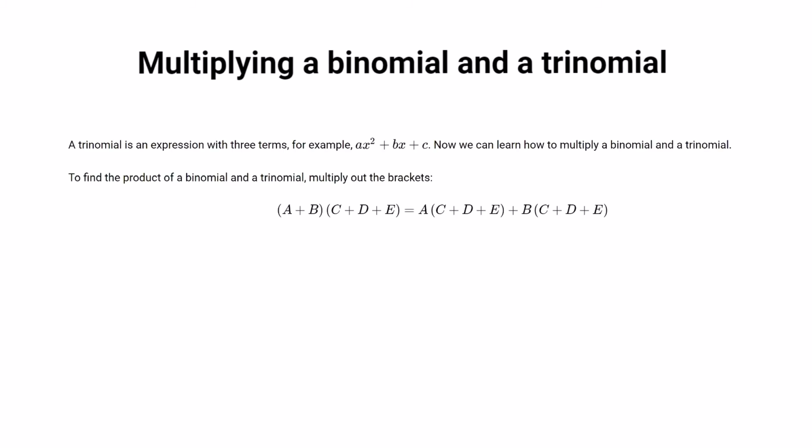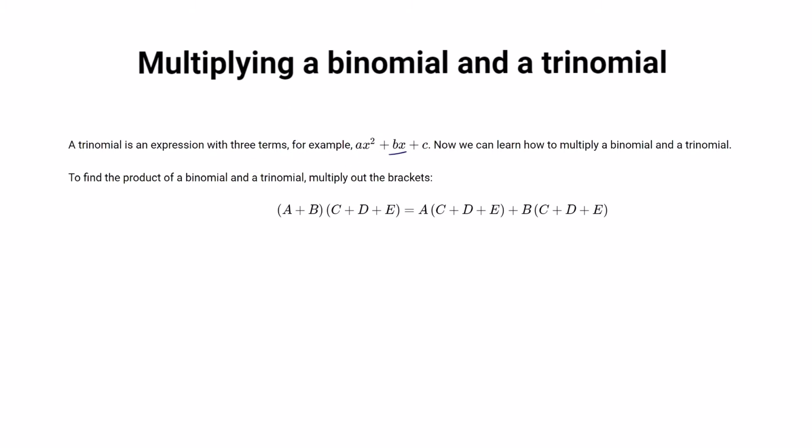Right, so how do you multiply a binomial and a trinomial? Well, first of all, a trinomial is an expression with three terms, so ax squared plus bx plus c. Now we can learn how to multiply a binomial and a trinomial by using the following rule.